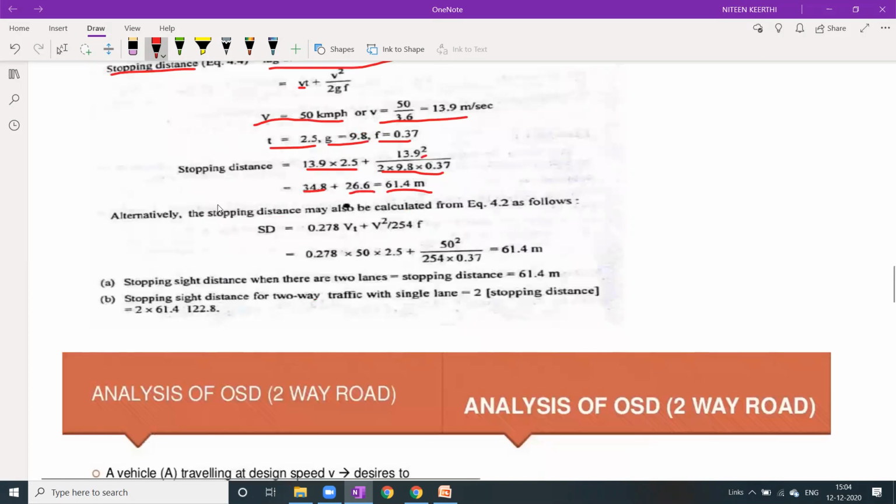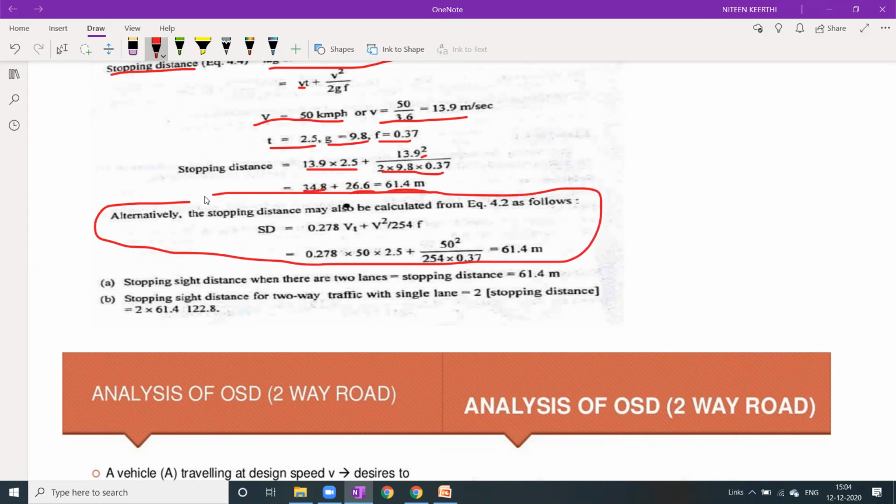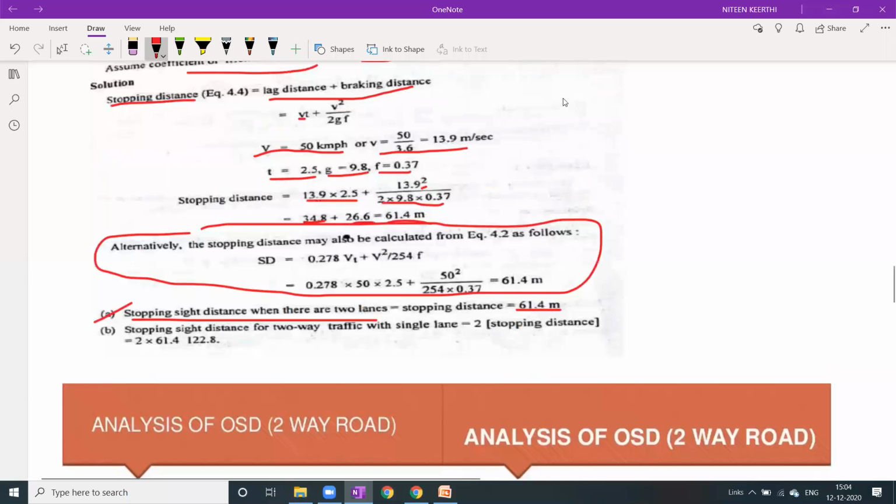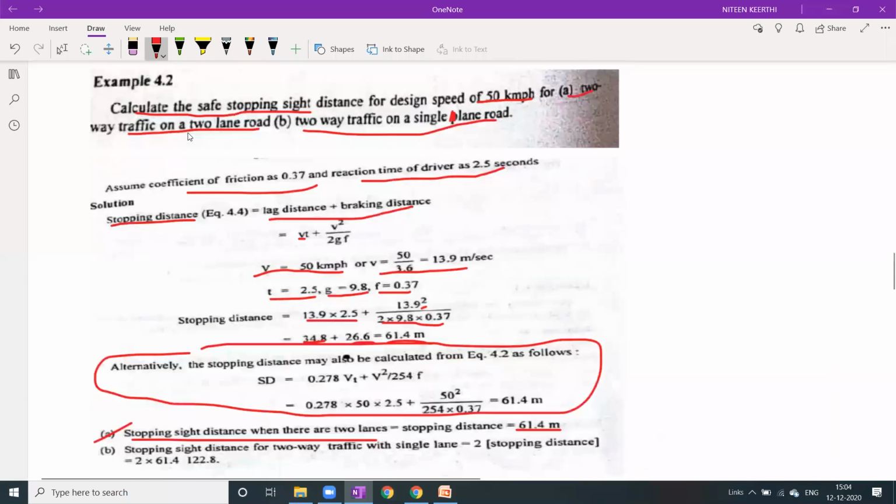Okay. So next, first you determine the stopping sight distance. Later on, we'll move on to the case, whatever they have given. So similarly, this is the alternative he has again explained here. A, that is stopping sight distance when there are two lanes. So when there are two lanes, the stopping sight distance is 61.4 meters, because he has mentioned two lane, that is two-way traffic on two lane.